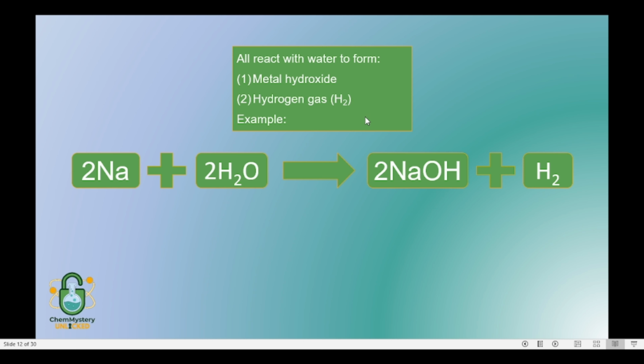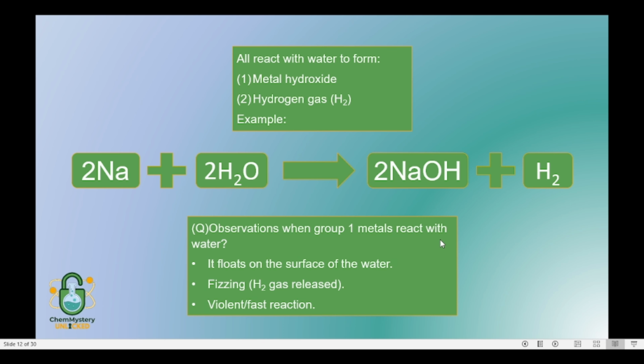All metals react with water to form metal hydroxide and hydrogen gas. Always remember, whenever a metal reacts with water, it forms metal hydroxide and hydrogen gas. As you can see, sodium reacts with water. It forms two products, sodium hydroxide, and a hydrogen gas is released.